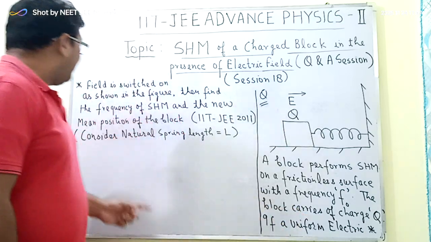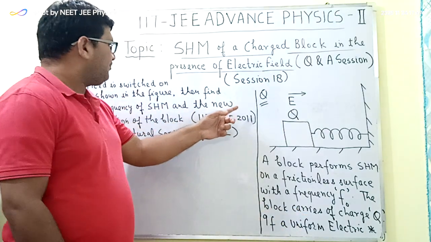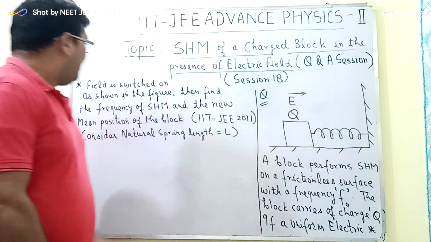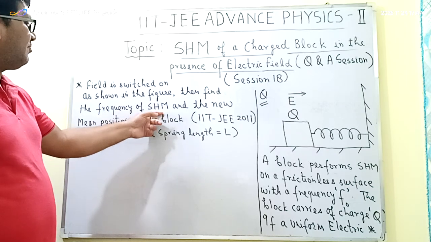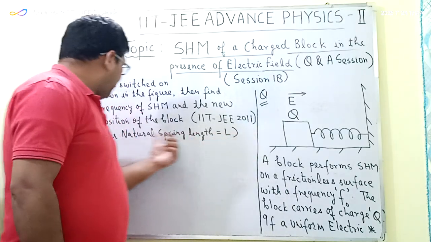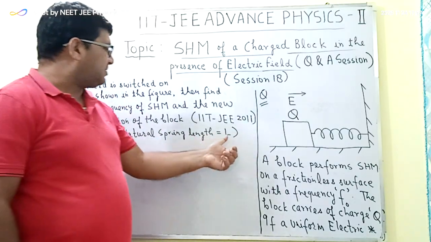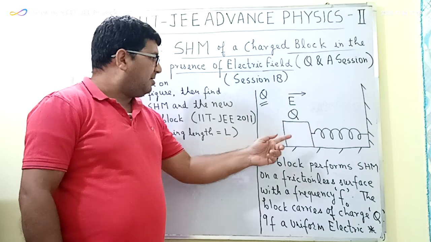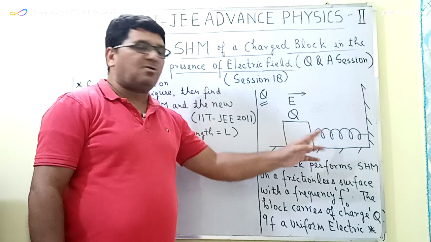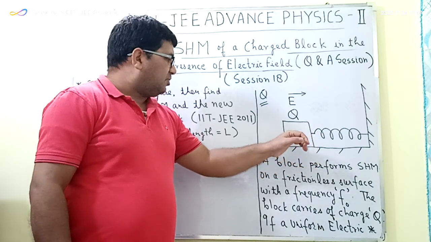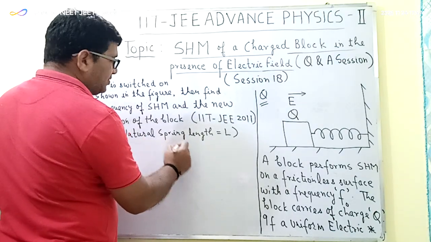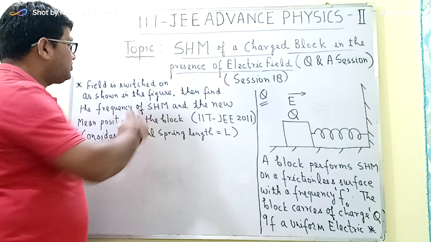Now if a uniform electric field is switched on as shown in this figure, the direction of the electric field is given by this arrow. Then we have to find the frequency of the simple harmonic motion of this block and the new mean position of the block. Here the natural length of the spring is to be taken as L. The natural length of the spring is the length of the spring when the spring is not compressed or stretched.